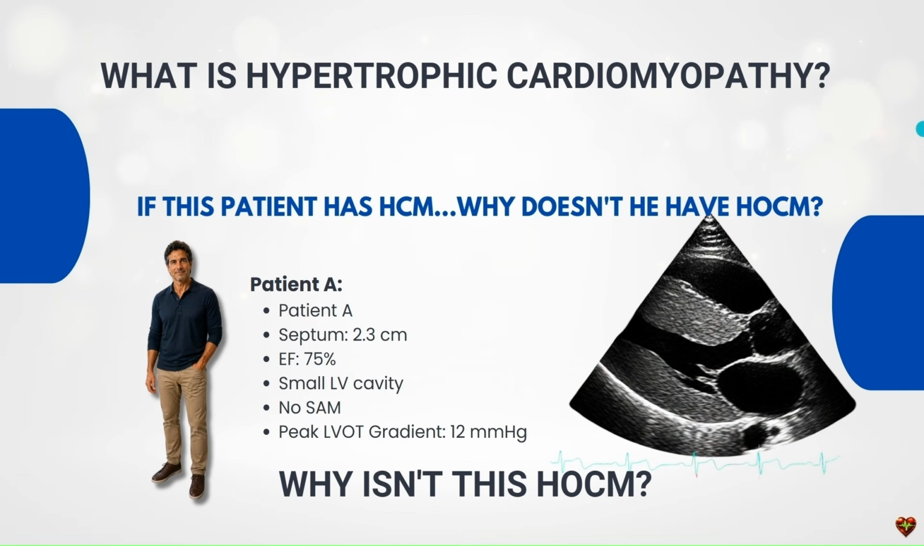But now, look at what we don't see. There's no systolic anterior motion. The LVOT Doppler is relatively unremarkable. The peak gradient is only 12 millimeters of mercury. This patient has hypertrophic cardiomyopathy, but not hypertrophic obstructive cardiomyopathy. And that is an important lesson. Hypertrophy alone is not enough. Something else has to happen before obstruction develops.